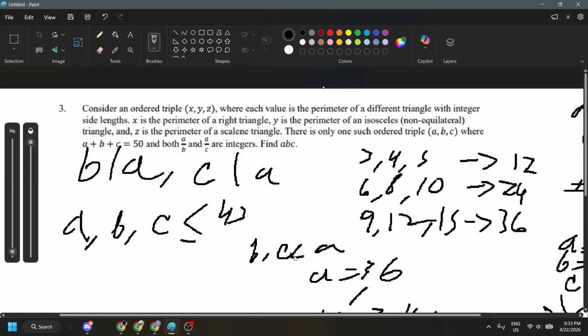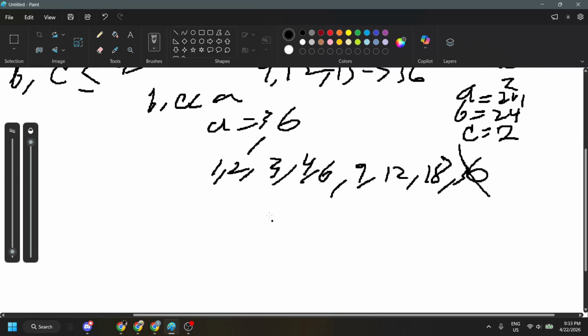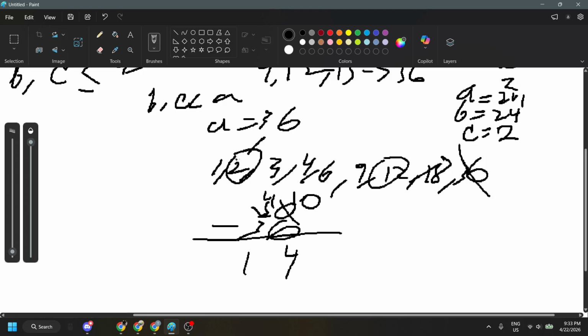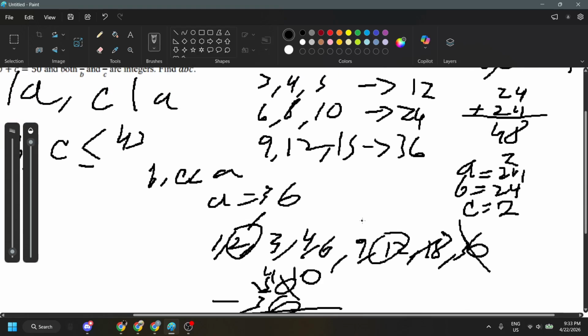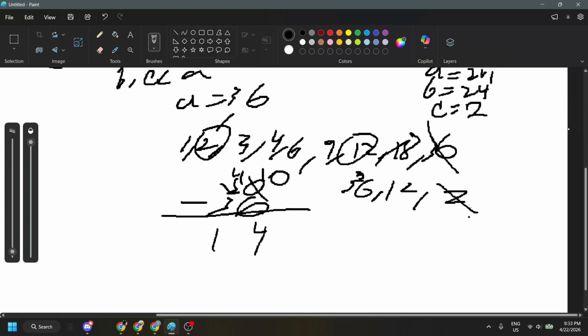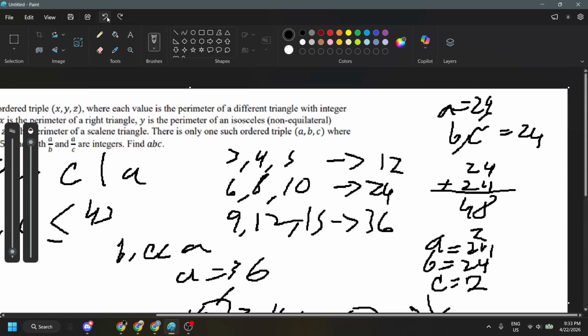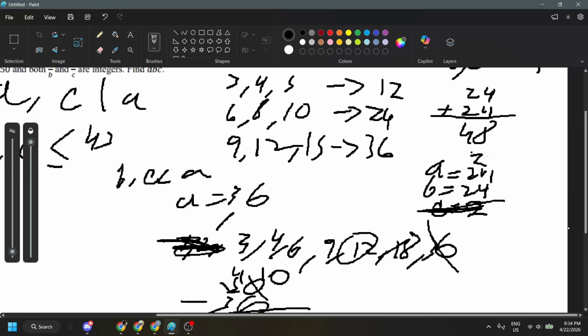I think that works. Let's see why this doesn't work. So 50 minus 36 is equal to 14, so this is out. But we could have these two, I think, 12 and 2. Can't we have 36, 12, and 2? We can't have 2. That doesn't work, because it needs to have integer side lengths. So this doesn't work.